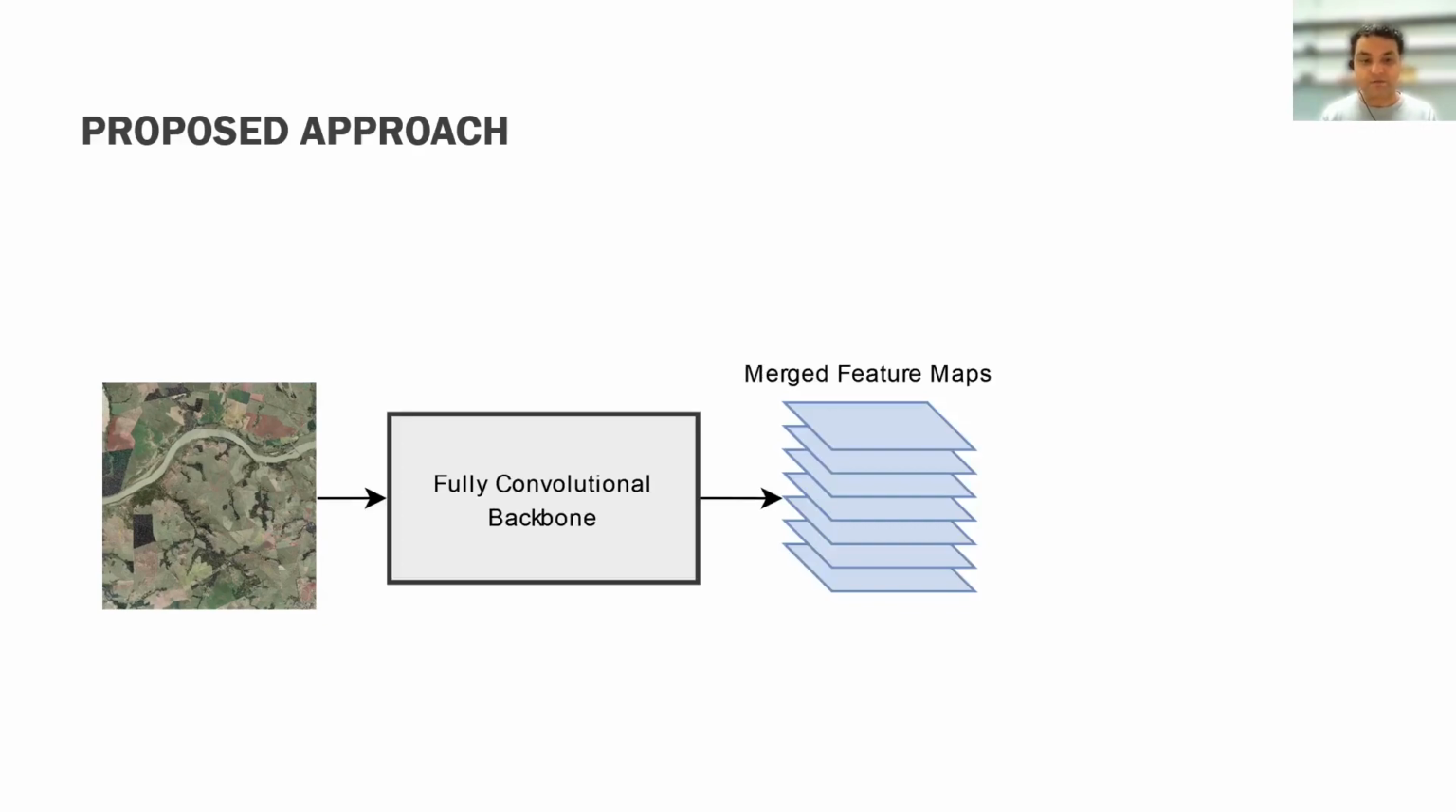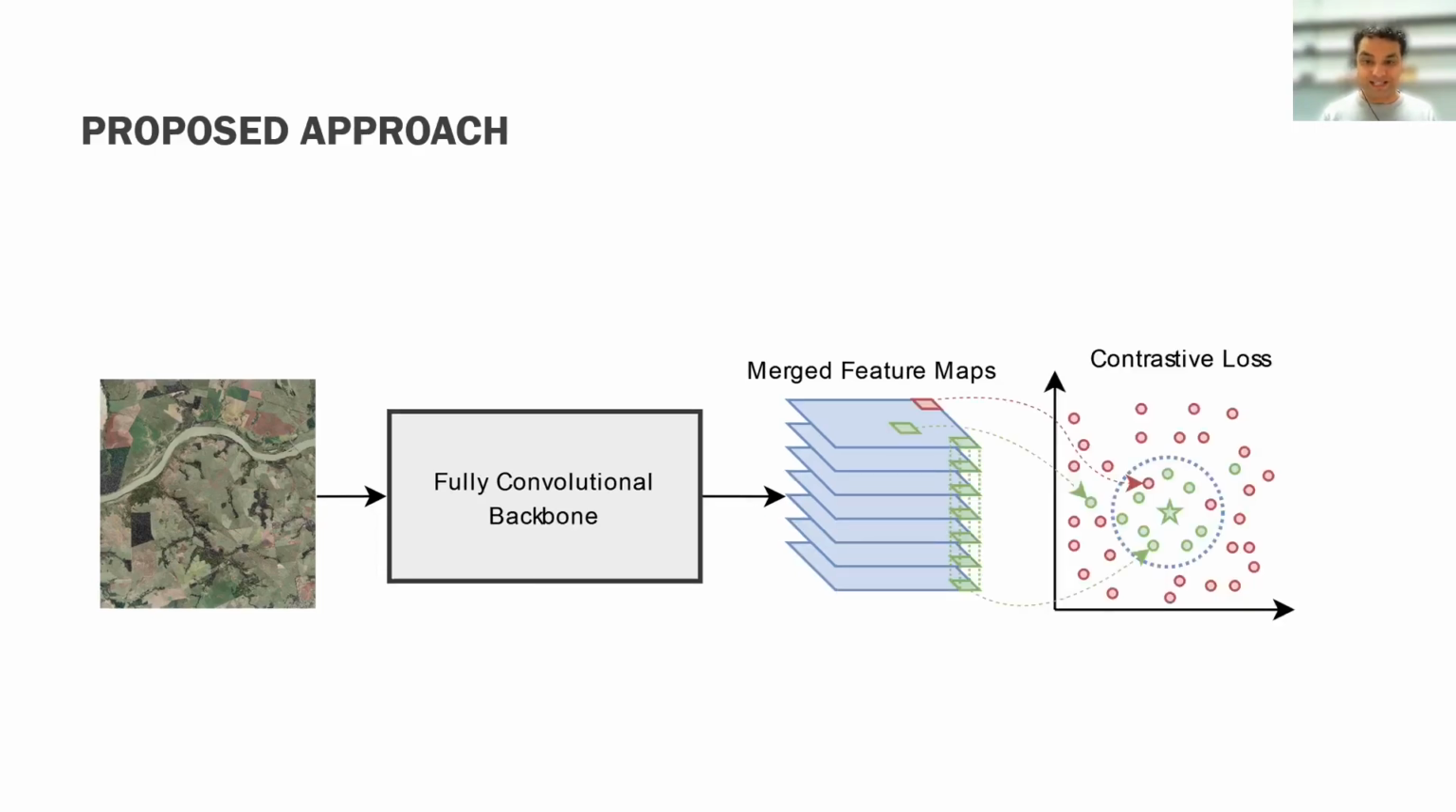We have a fully convolutional backbone that extracts features for this image. In this case, we actually extract features from multiple layers. We upsample them and then we concatenate these features. And now with the feature maps, we project each pixel representation into an embedding space. In this example here, green represents the positive class, or the class of interest, while red represents the negative class, or the background class. And so we project each and every pixel into this embedding space.